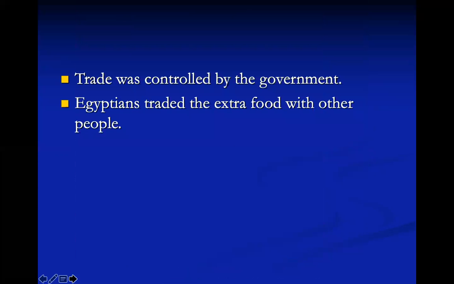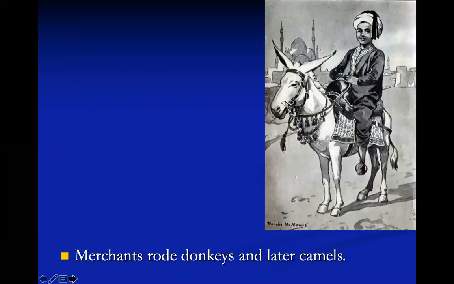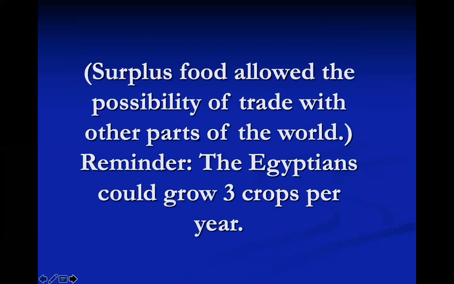Trade was controlled by the government. Egyptians traded the extra food with other people. Egyptians would often have people like the Romans and the Greeks control them because of this, being the bread basket of the world, being able to grow a surplus. Surplus meaning they grew extra food. Merchants rode donkeys. Surplus food allowed the possibility to trade.